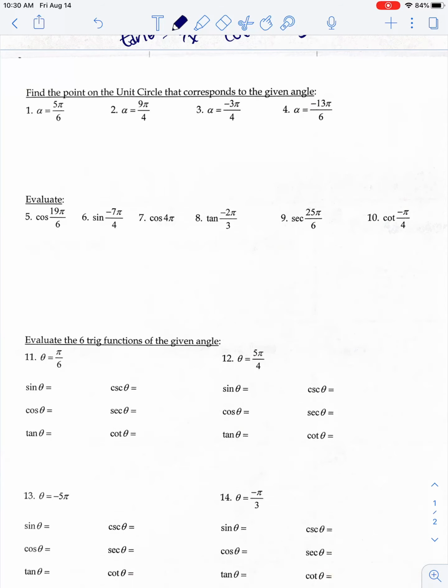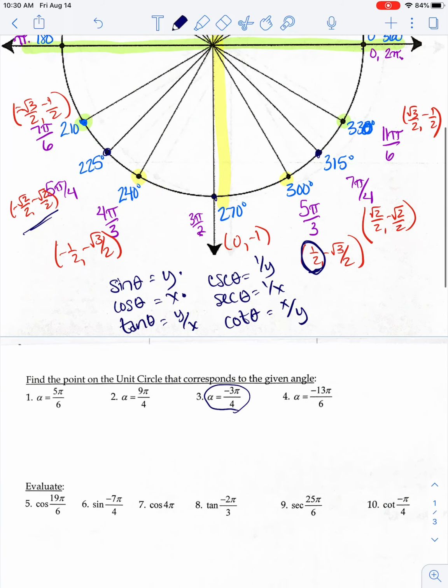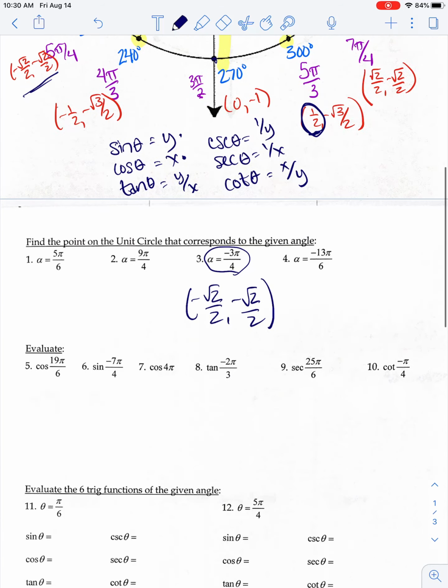So it says find the point on the circle that corresponds to the given angle. Okay, let's do a harder one. Let's do this one. So negative 3 pi over 4. So we just know that we're going to swing down, and I'm going 3/4 of a pi. So there's 1/4, 2/4, 3/4. So the point would be negative root 2 over 2, negative root 2 over 2.